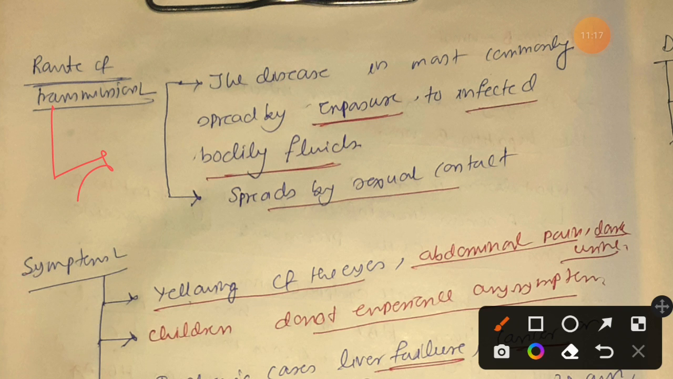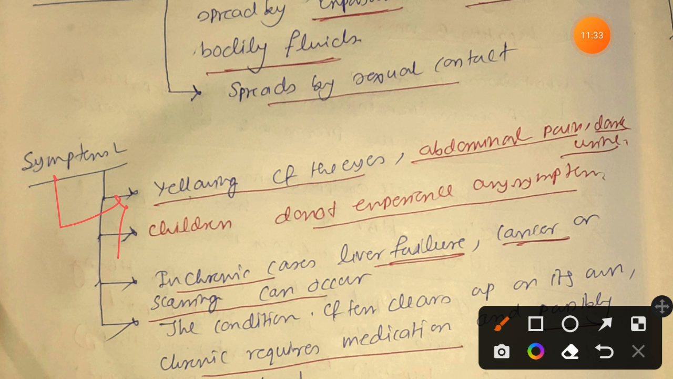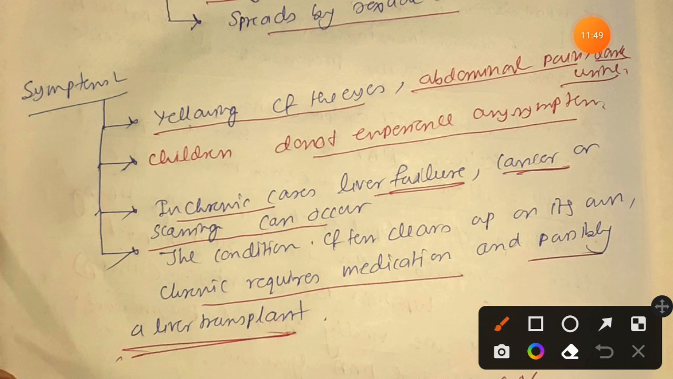Symptoms can be yellowing eyes, dark urine, and abdominal pain. In children, we do not observe any kind of symptoms, which is unfortunate. In chronic infection, liver failure can occur. It can facilitate cancer or scarring. The condition often clears up on its own, but if it is a chronic infection, then we need medication and often liver transplantation.